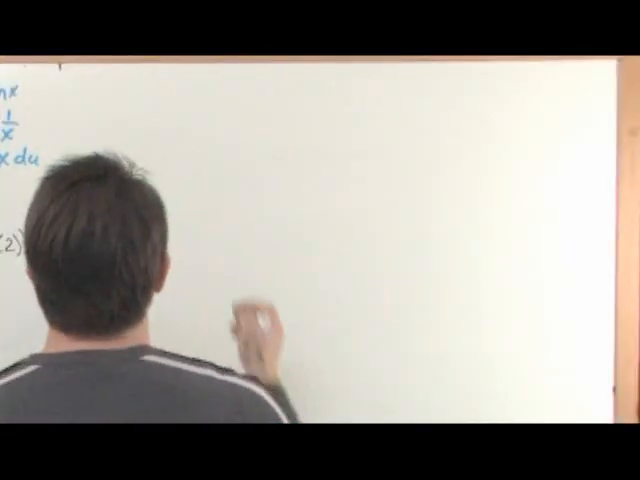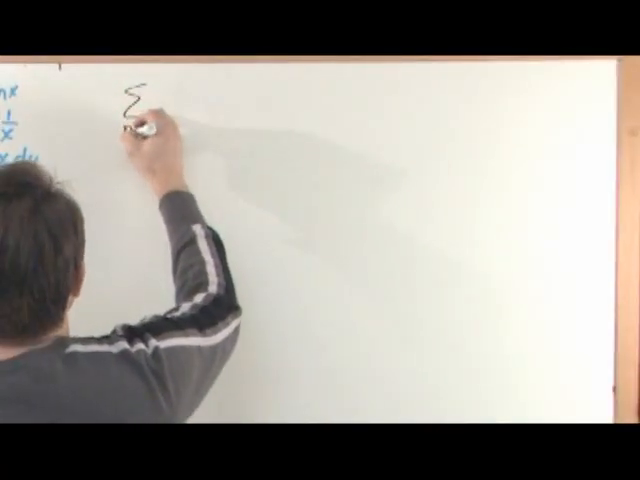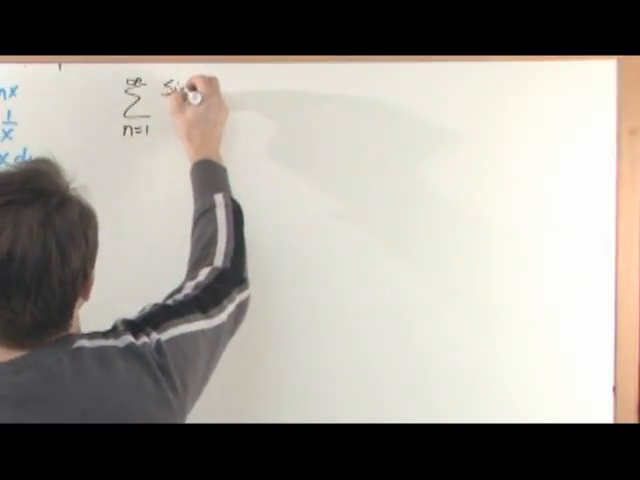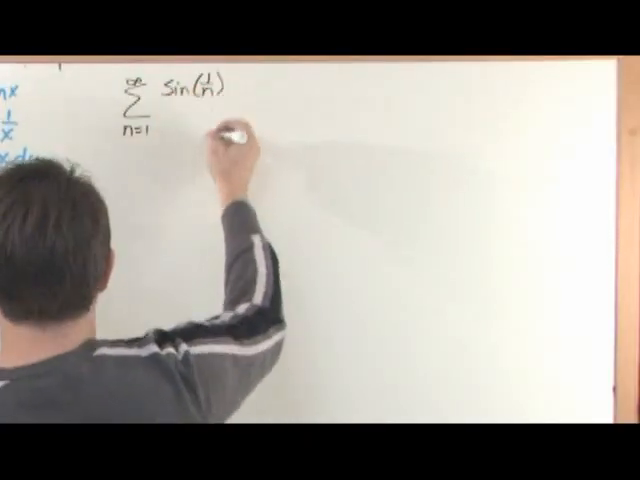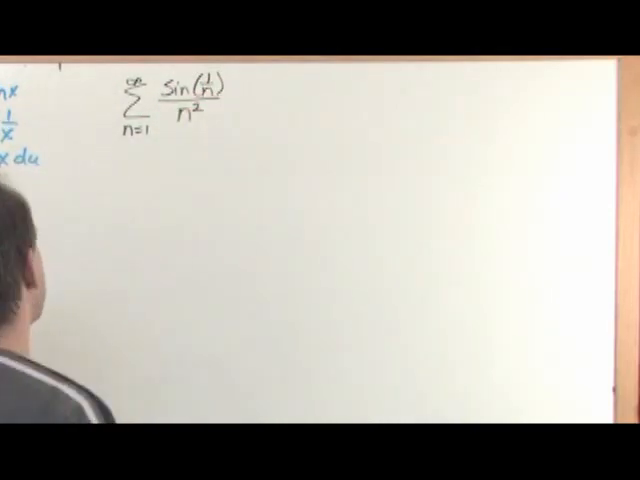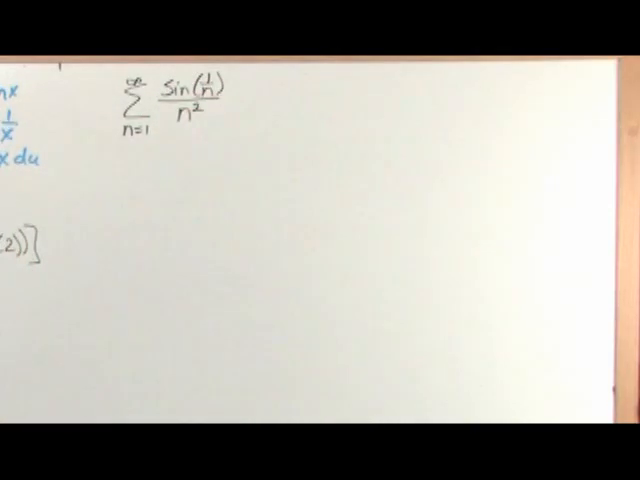Okay, now the final example is going to be, what if you had the sum from n equals 1 up to infinity of sine of 1 over n squared? Obviously it has a sine in it. It's not going to look like a geometric series. It's not going to look like a p-series.